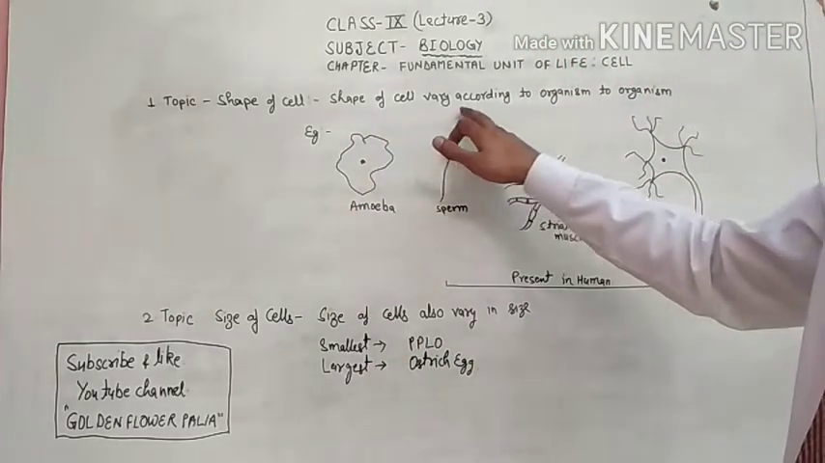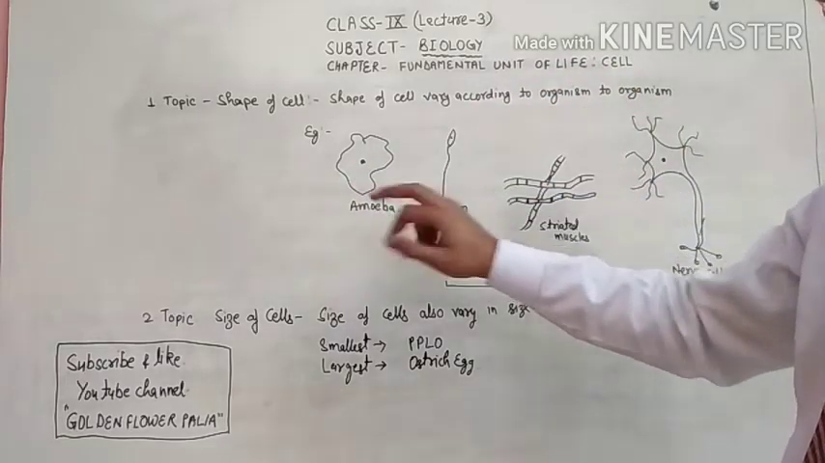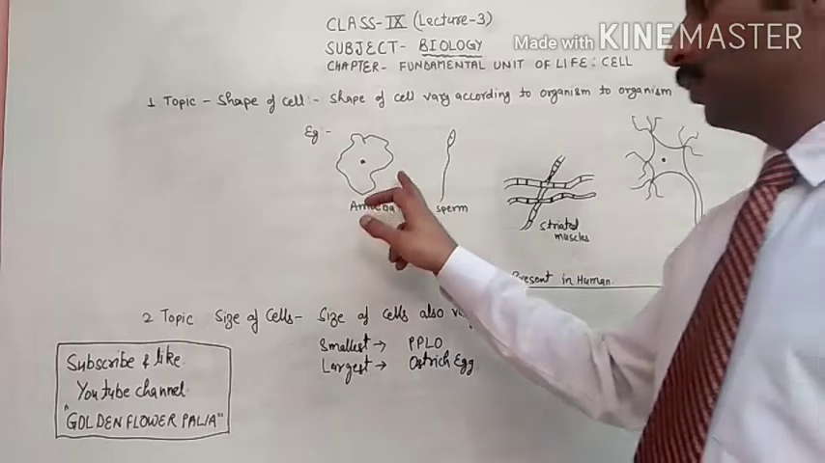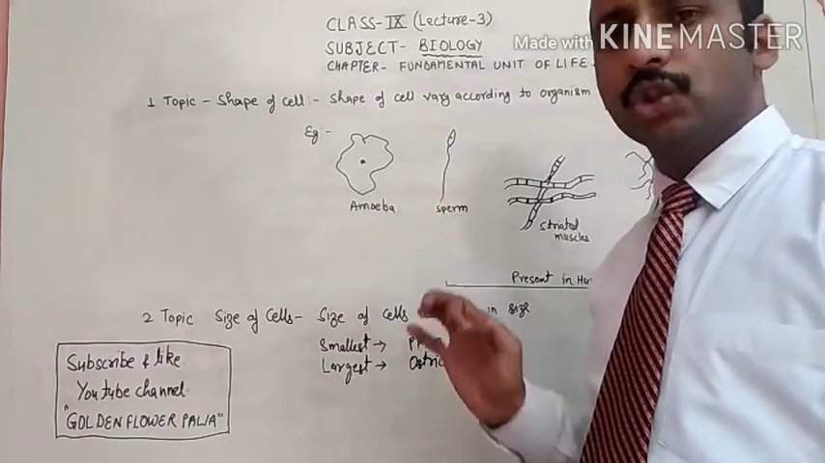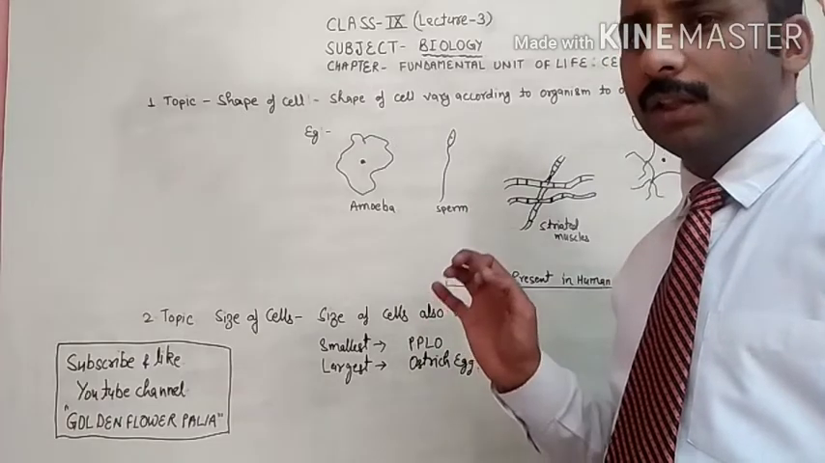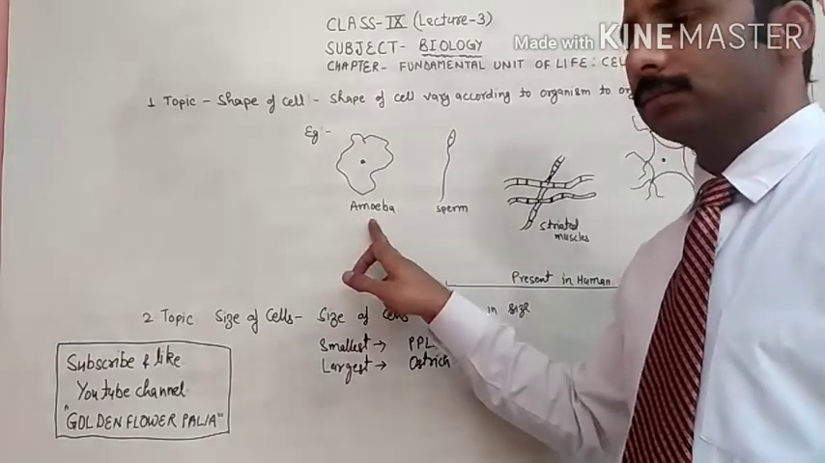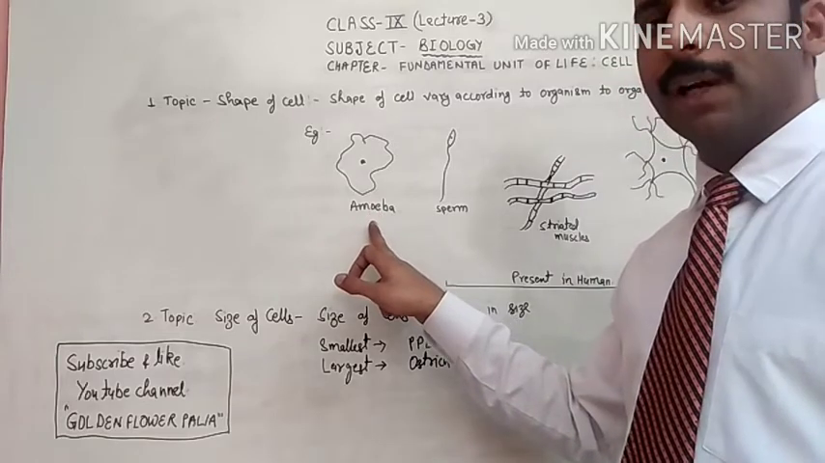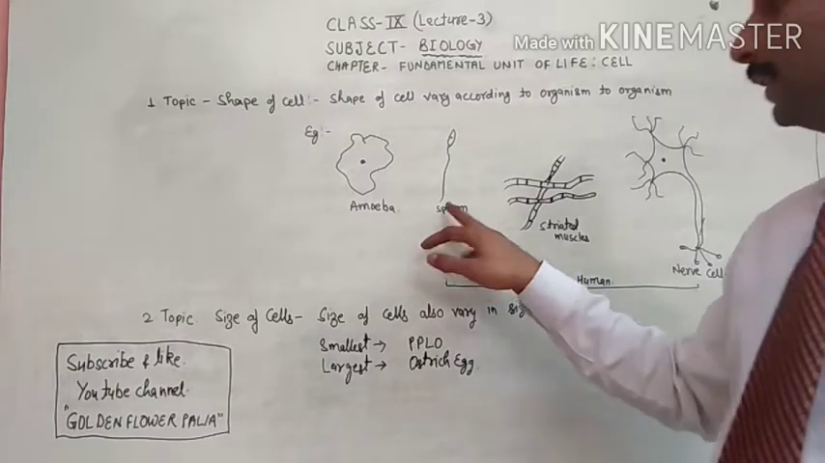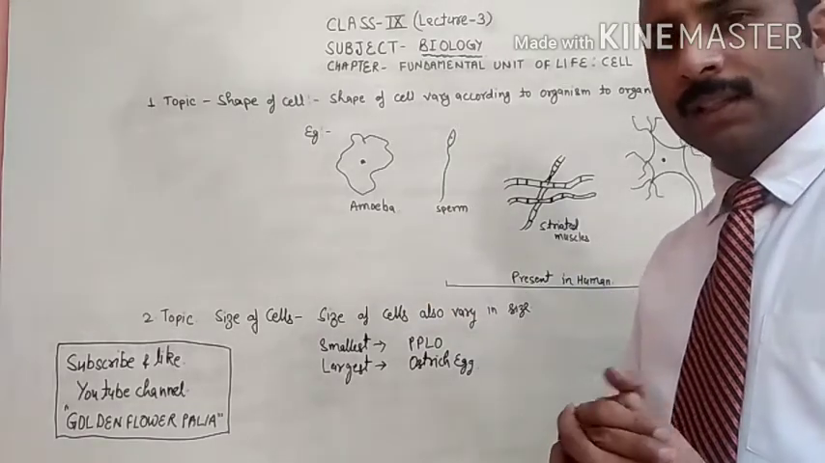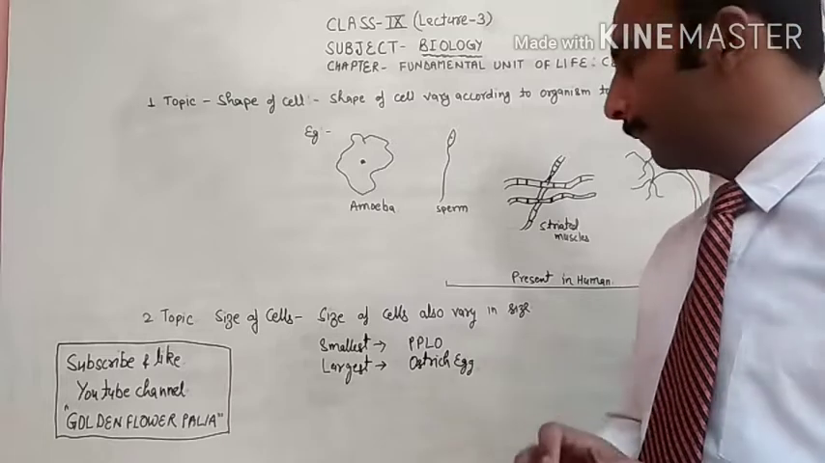Shape of cells varies according to organism, like amoeba. There is no fixed shape of amoeba. It is irregular in shape. So this is the general structure of amoeba. Next, this is a diagram I have drawn here, that is the sperm. This is the sperm of the human. It is a kind of cell.